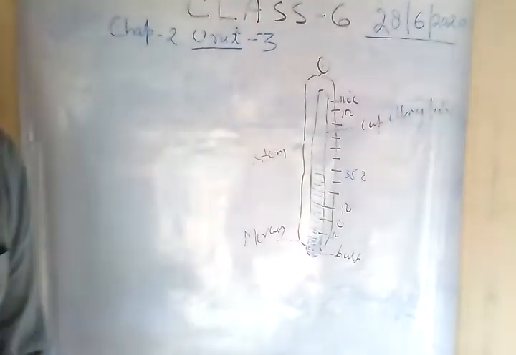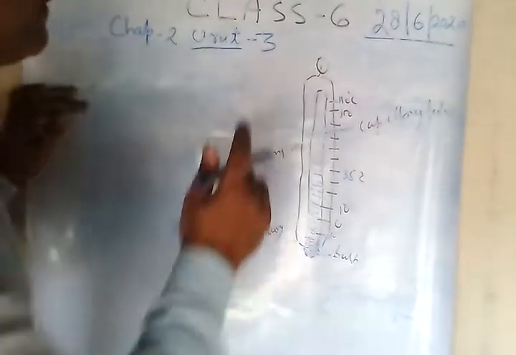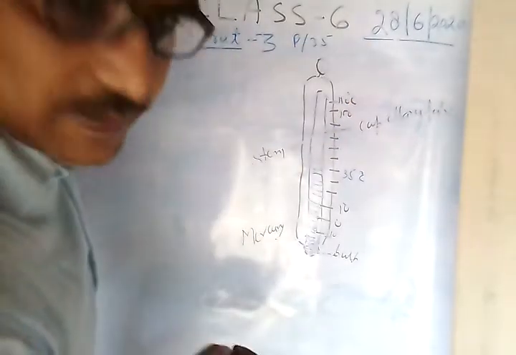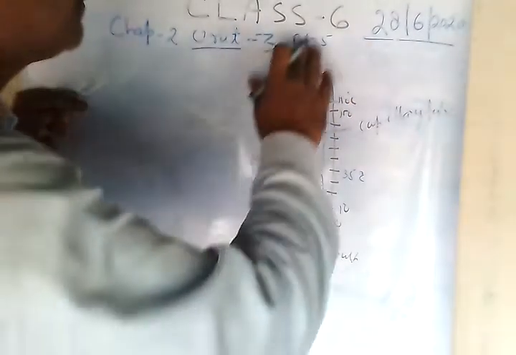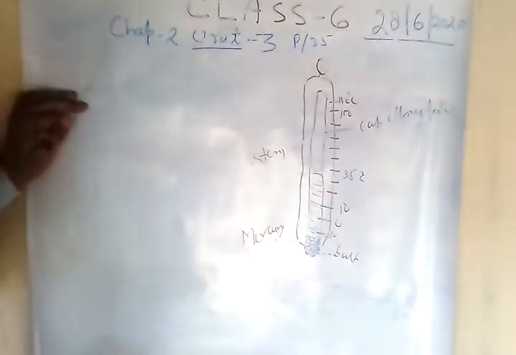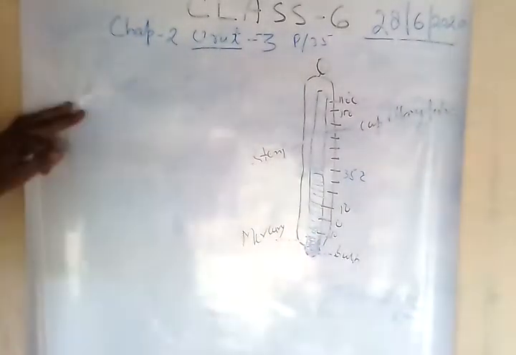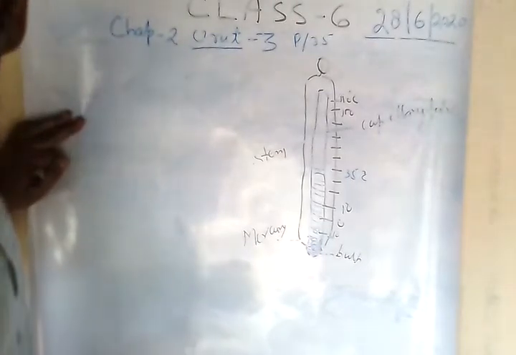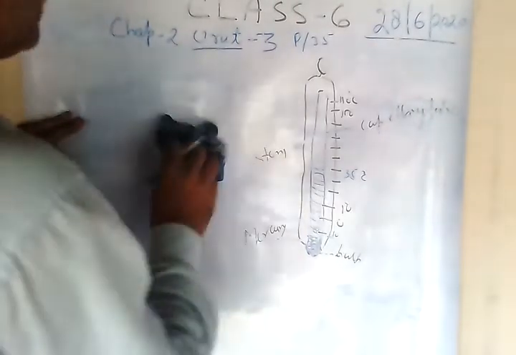Now, it is given on page number 35. Class 6 students, it is given on page number 35. Now we are going to discuss different scales, the Celsius scale and the Kelvin scale.